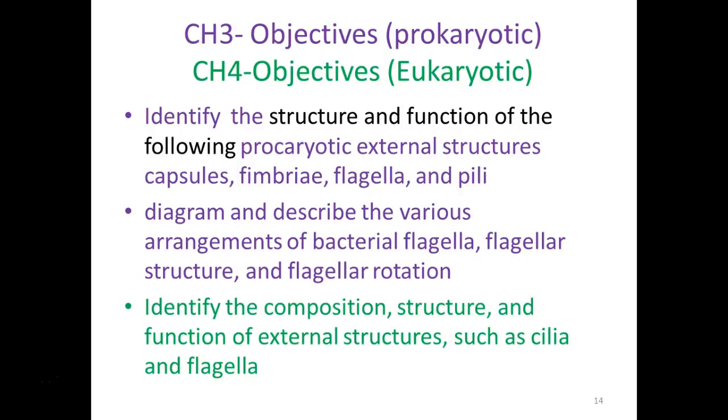So now we're going to head on the outside. We're going to talk about external structures. For prokaryotes, we're going to talk about capsules, fimbriae, flagella, and pili. We're going to talk about how those bacterial flagella work, how they're arranged, because they'll sometimes have more than one, and talk about the rotation. In contrast, for eukaryotes, we'll look at their external structures like cilia and flagella.